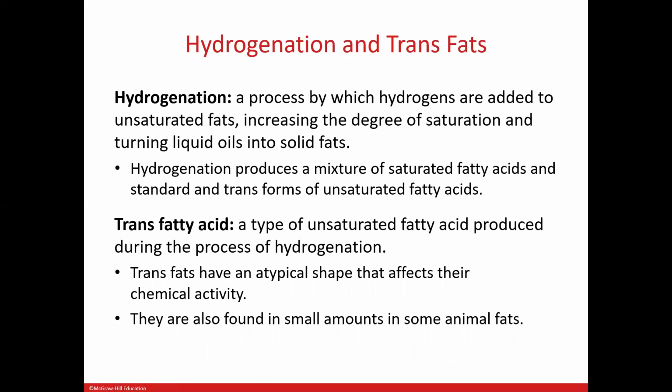We have hydrogenation and trans fats. Hydrogenation is the process in which hydrogens are added to the unsaturated fat and increases the degree of saturation, which means it's turning liquid oils into solid fats. And that's why it might be an issue if you're storing too much fat. And then I'm sure you have heard of trans fatty acids, which are saturated fatty acids produced during the process of hydrogenation. The trans fats have an atypical shape that affects their chemical activity. They are also found in small amounts in some animal fats.